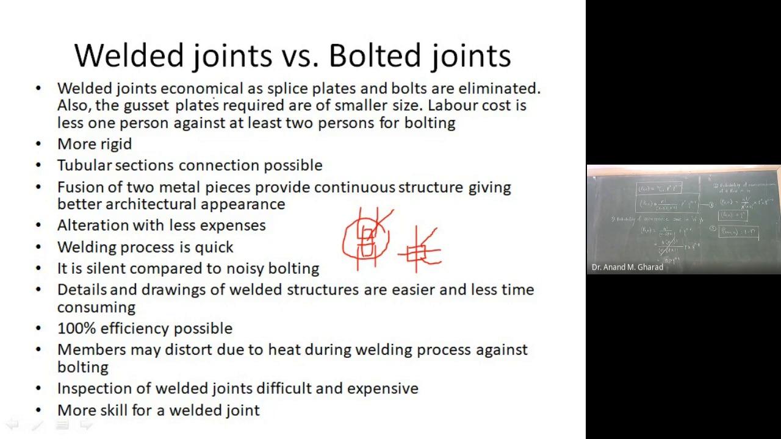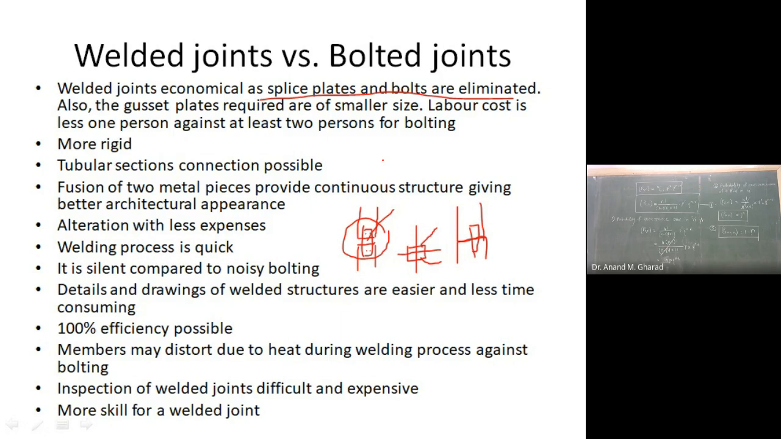So welded joints are economical as splice plates and bolts are eliminated. So this bolted connection we can provide here. In order to eliminate those bolted connections, what can we do? We can directly weld this column to the other column. We can weld its web and flange portions, no problem. So what we have done is eliminate this splice plate. So that is the meaning of this.